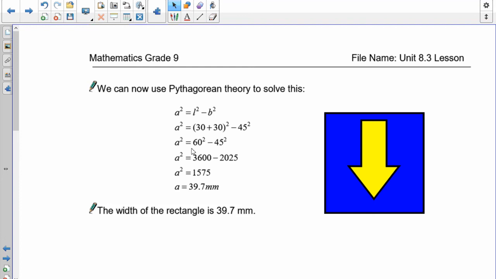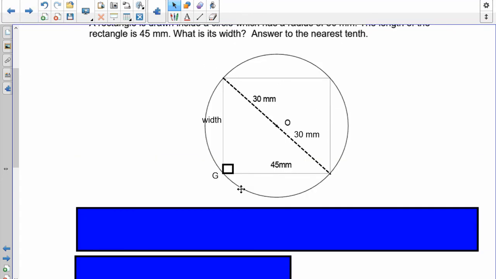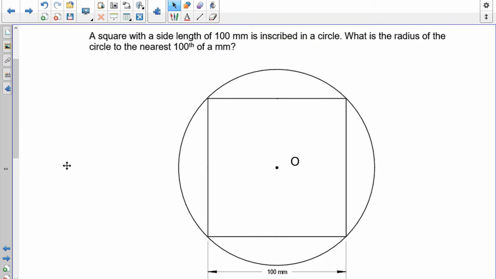Now, I did this one for you because I wanted you to take a look at this question and see how you had to add pieces to it and use the knowledge of your theorems and all your properties in order to get your right angle triangle to solve it. Here we go. Now it says a square with a side length of 100 millimeters is inscribed in the circle. What is the radius of the circle to the nearest 1/100th of a millimeter? All right, I want you to pause the recording. I want you to add what you think you have to add here, and I want you to solve this.